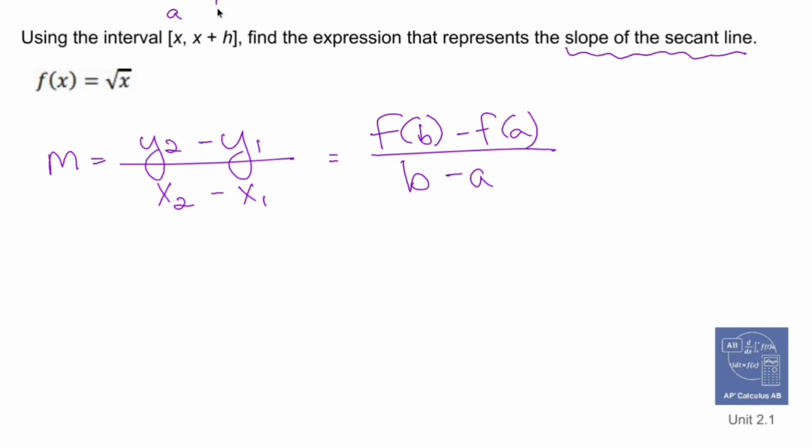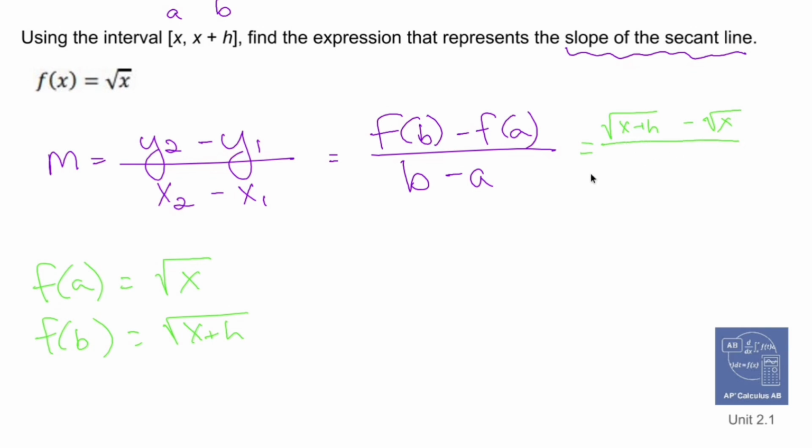You would be my a, you would be my b. So if I wanted to find f of a, that would be me replacing every x with x, so nothing changes. But for f of b, I would replace every x with x plus h, like so. So now I come back up here and say instead of f of b, let's plug in the square root of x plus h, minus, instead of f of a, let's plug in the square root of x, all over b, which is x plus h, minus a, which is x.